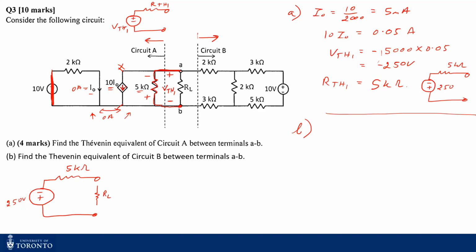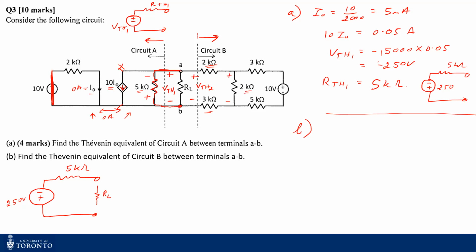If you consider circuit B, just ignore everything on the left-hand side. You have to find the voltage of this one, which I can term VThevenin 2. Now, if I keep the RL open, there will be no current through this 2 kilo ohms and no current through this 3 kilo ohms, because the current will be 0. Therefore the voltage drop across the 3 kilo ohms is also 0, so my VThevenin will be equal to the voltage drop across the 2 kilo ohms.